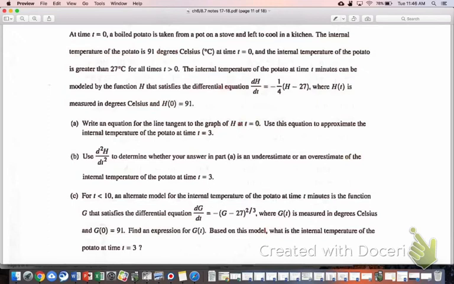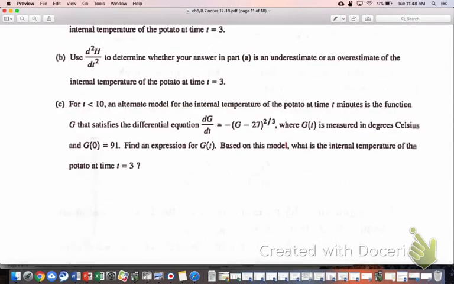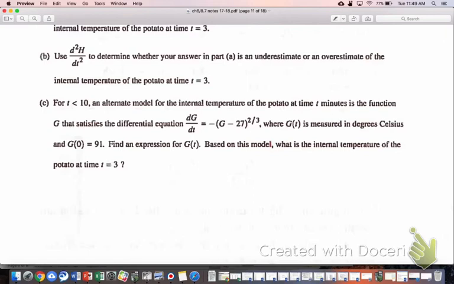On C, let's talk about the language that you'd maybe see that would help you understand. So C says for t less than 10, somebody proposes a different model for the internal temperature of the potato. And that different model is G, and you got this other differential equation where G of t is measured in degrees Celsius. This is where this one gets tricky, and we actually talked about this at a meeting in December, that they probably should have used a little different wording here. Can anyone find the wording that would be your clue that you should be finding a particular solution and separating the variables, all that stuff?